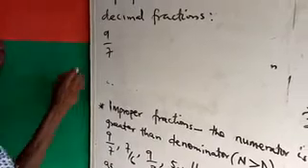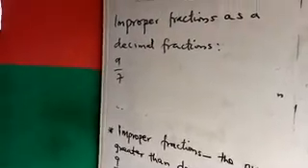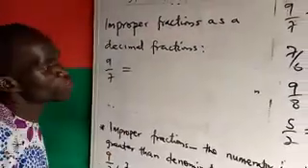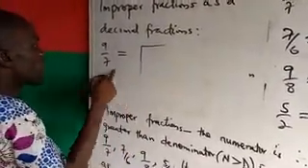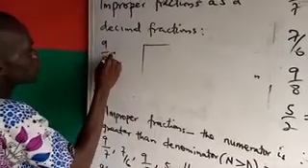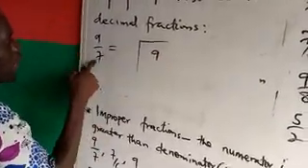Now, what is the first one there? We're having 9 over 7. 9 over 7, we want to change it to a decimal fraction. To do that, what do we do? We still use the long division method. Now, remember I told you before, the one up will go inside, while 7 will come outside.